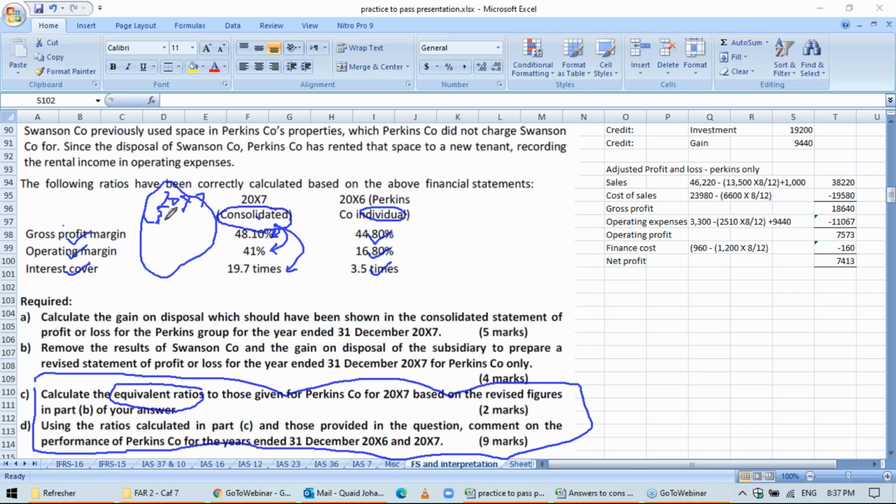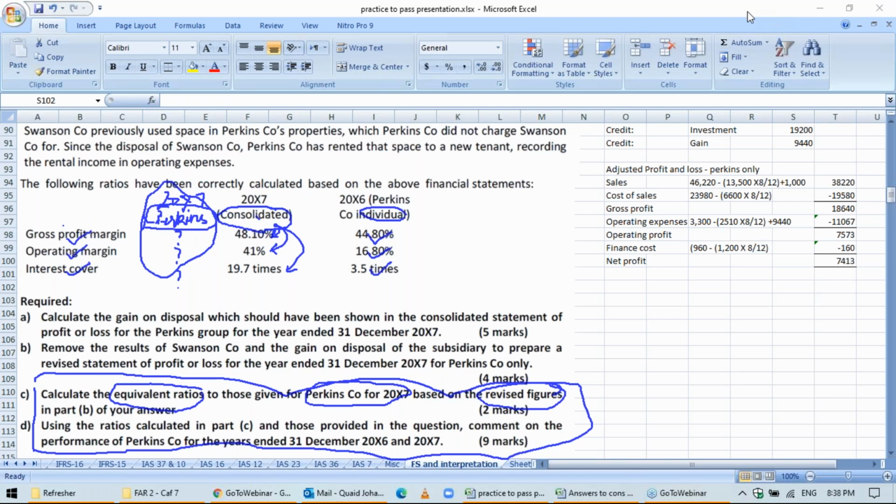Now we are going to calculate the Perkins ratios. So Perkins ratios are to be calculated over here, individual. So now we have made the income statement. Now we can easily do it. Okay, so let's do it. Let's calculate the equivalent ratios to those given for the Perkins companies 2007 based on the revised figures. So according to the requirement B, we'll be calculating the Perkins ratios. So let's begin.